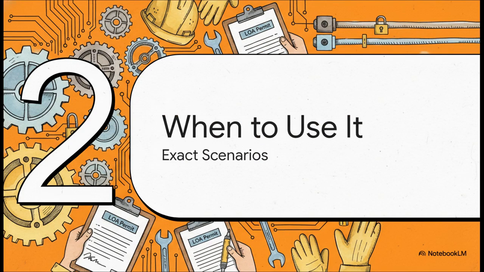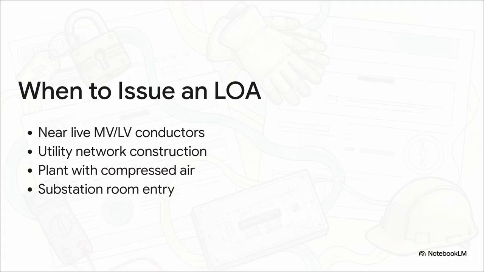Section 2. When do we use this permit? The exact scenarios. All right, here's when you actually put this permit to use. You need an LOA when you're working right up close to exposed live, medium, or low voltage conductors, cables, or equipment. You also need it for building utility networks, whether that's overhead lines or underground cables. Interestingly enough, it's also required when you're working on plants containing compressed air or other gases, or honestly, just for gaining entry into a substation room. But keep this one major exception in your back pocket. The LOA is absolutely not used for turnkey projects at main distribution network stations. Those fall under a completely different handover protocol.